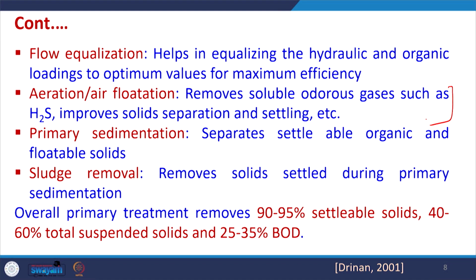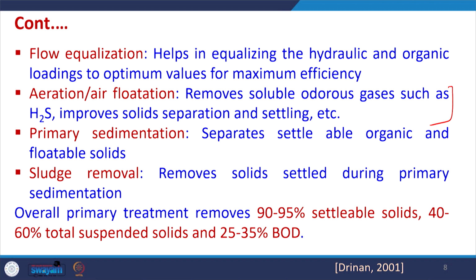Now, the second step is aeration or air flotation. Aeration or air flotation removes soluble odorous gases such as H2S, and it also improves the solid separation and settling later on. So, aeration may be done in the flow equalization basin itself, or it may be separate.